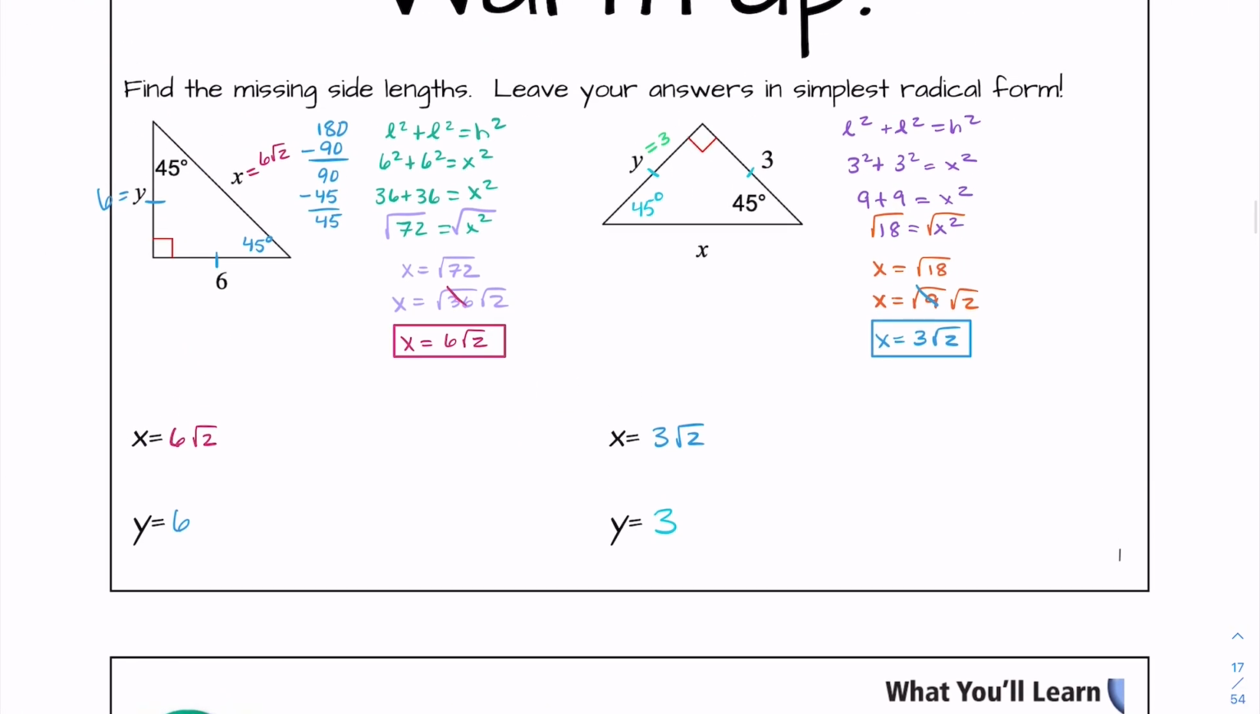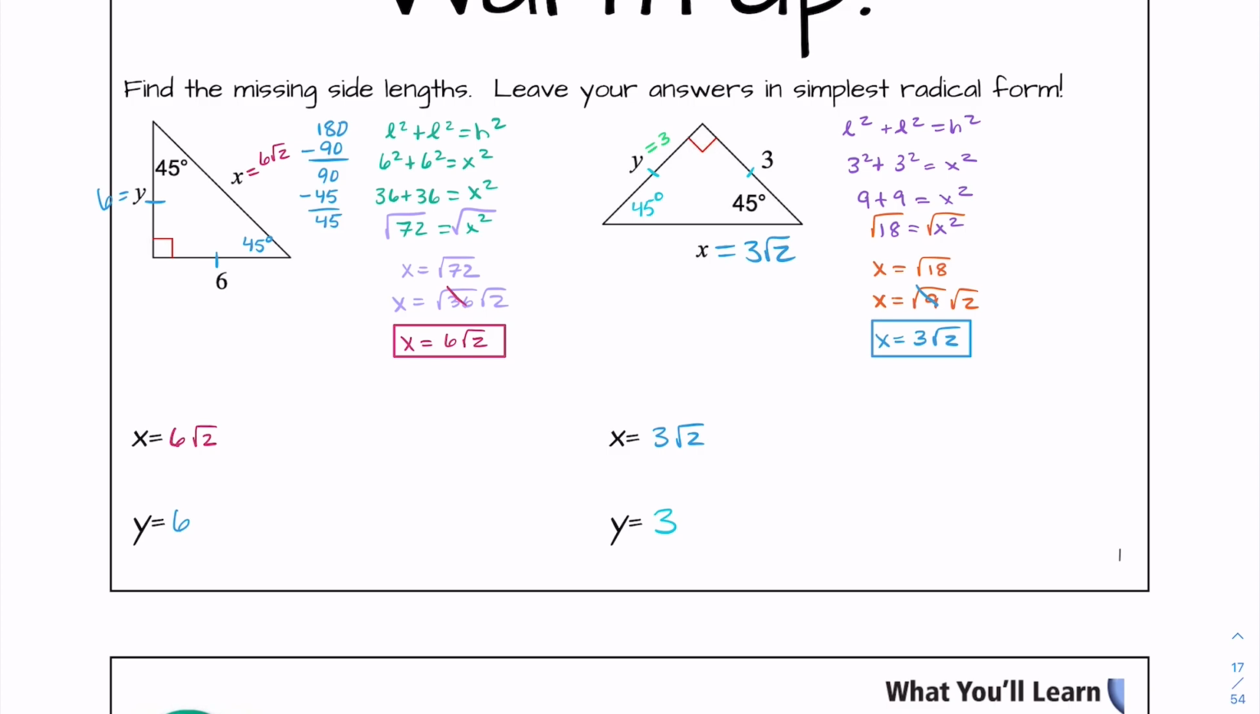Now, if you look at this, we had a ratio going on here. Look at this: 6, 6, 6 square roots of 2. 3, 3, 3 square roots of 2. There's a pattern, and that's the pattern we're going to look at today. You should notice that the side length times the square root of 2 is what the hypotenuse will always be, given a right isosceles triangle that has a 45-degree angle and a 45-degree angle. This is going to happen.